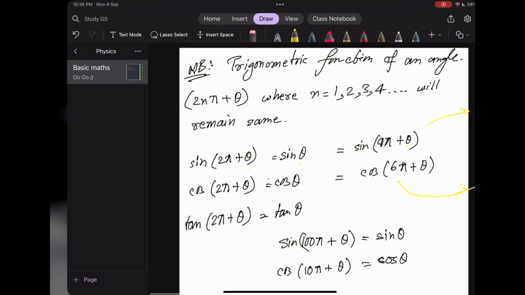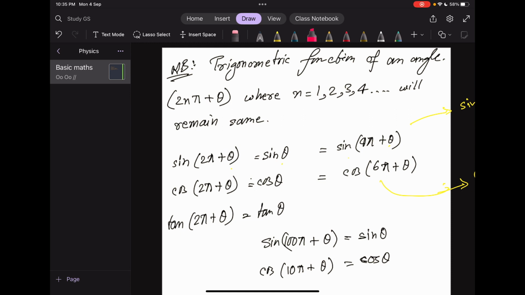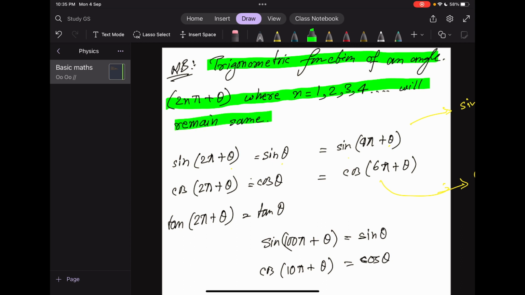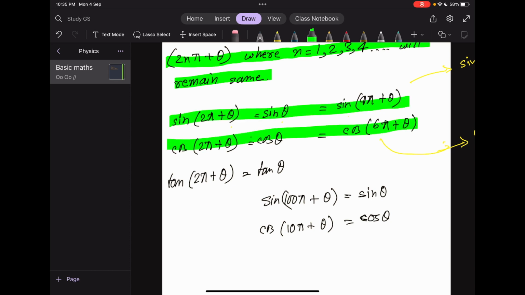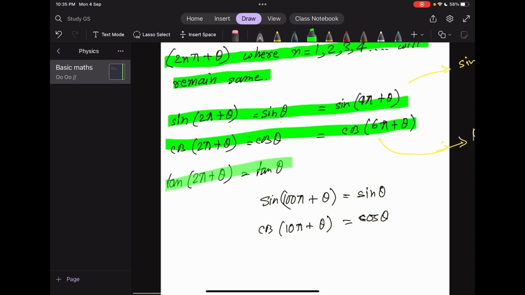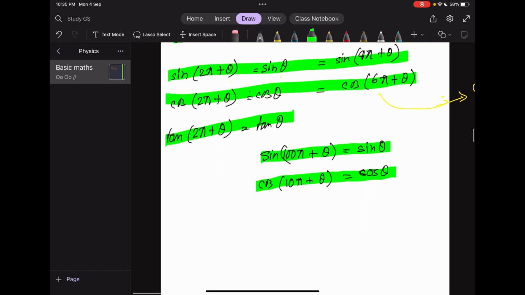So, the trigonometric function of an angle, let's repeat with me: the trigonometric function of an angle 2n pi plus theta, where n is 1, 2, 3, 4, will remain the same: sin theta, cos theta, and tan theta. So sin of 100 pi plus theta is also equal to sin theta. Cos of 10 pi plus theta is also equal to cos theta.